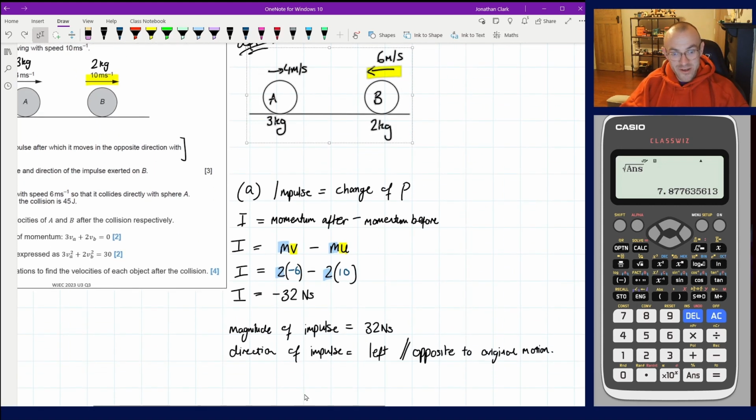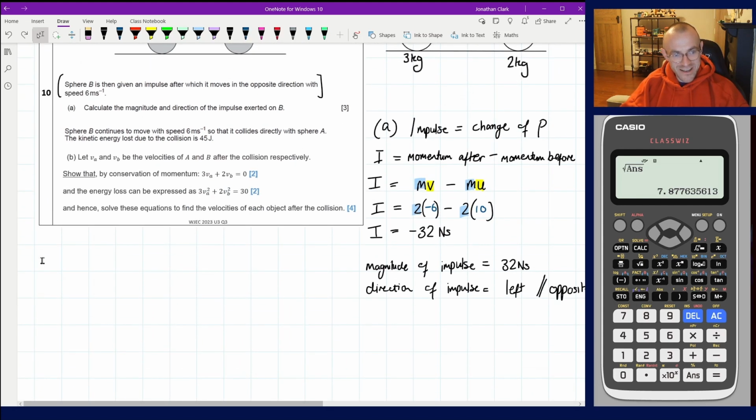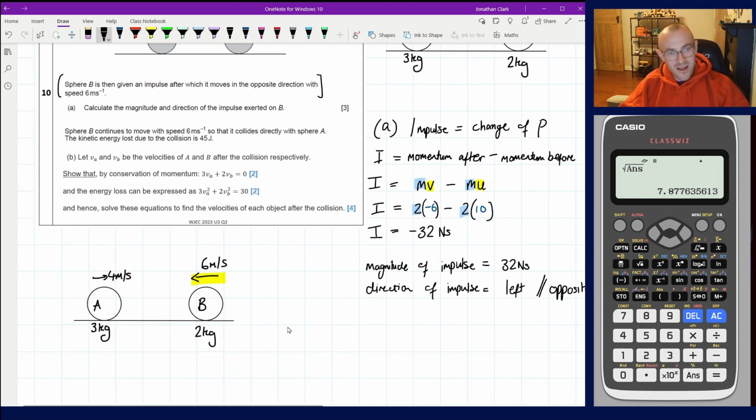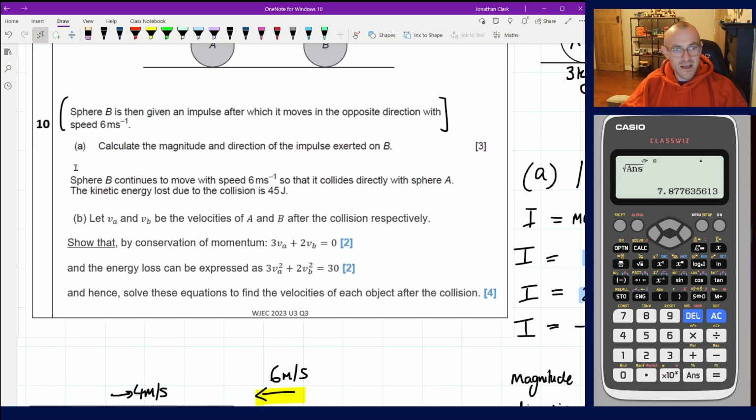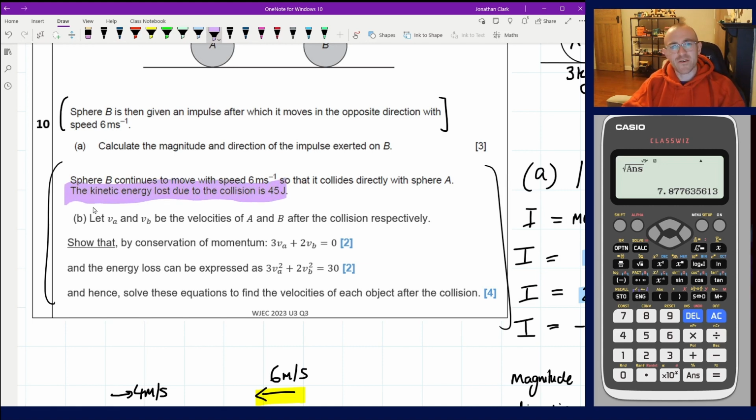These objects are going to collide. And we're going to see what happens next. So over here, sphere B continues to move with speed 6 meters a second so that it collides directly with sphere A. The kinetic energy lost due to the collision is 45 joules. Oh, that's weird. You don't see that very often. So VA and VB represent the velocities of A and B after the collision. Show that by conservation of momentum, 3VA plus 2VB is 0, and that energy loss may be expressed like that.